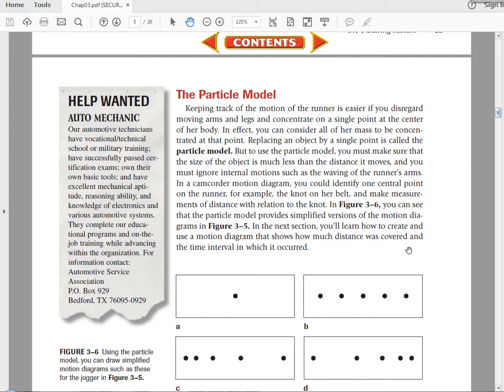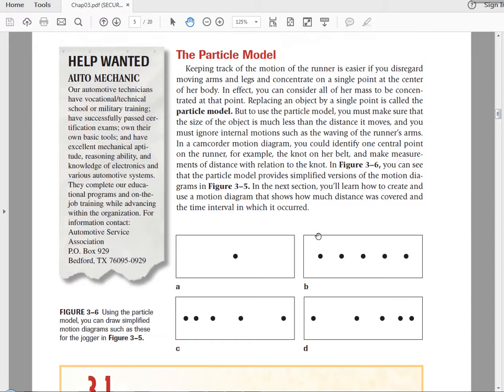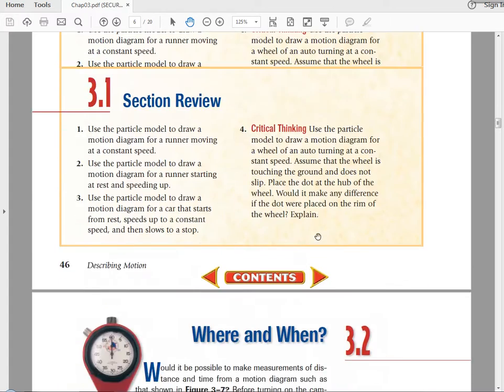The figure really needs to be relatively small compared to the distances that we're talking about, right? Does that make sense? For example, in this case, if we put a central point on the runner, like a knot on her belt, we could look at that, and we can just focus on the particle, right?